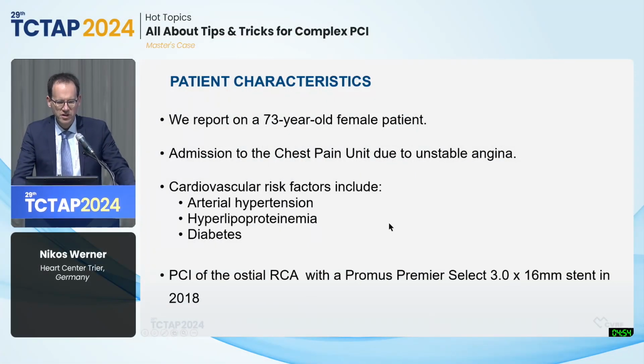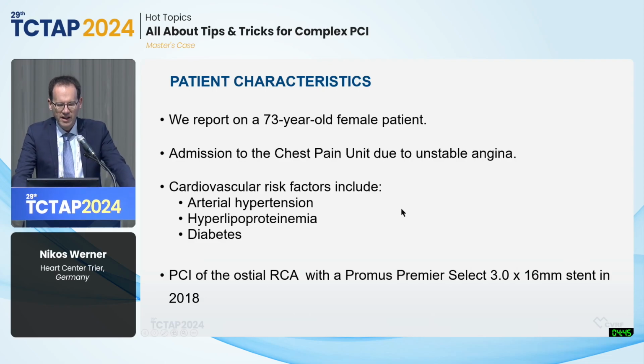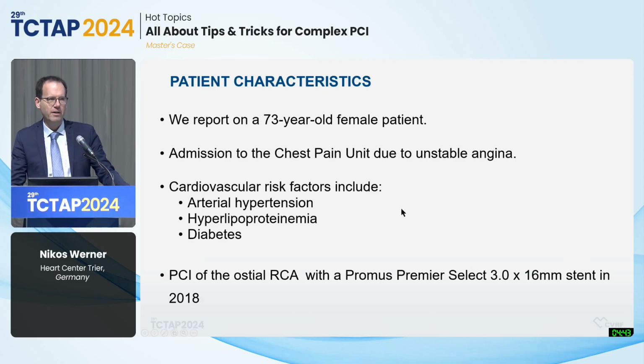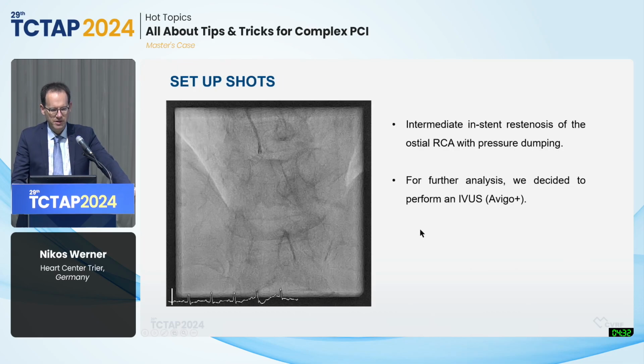These are my disclosures. I want to report on a 73-year-old female patient. She was admitted to our chest pain unit due to unstable angina. She had a typical cardiovascular risk profile, and back in 2018, she had a PCI of ostial RCA, which was treated with a drug-eluting stent, 3.0 times 16 millimeters.